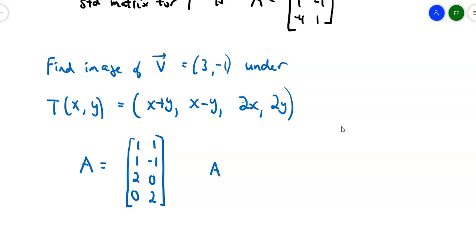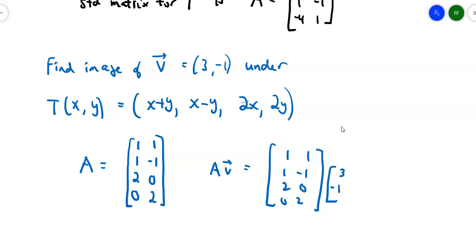Now I'd like to take the transformation matrix times my vector v. So I get the matrix with rows (1, 1), (1, -1), (2, 0), (0, 2), and multiply that by (3, -1). Now what do I expect to get out of this? My matrix A has 4 rows and 2 columns. Vector v has 2 rows and 1 column. I'm expecting to get out a matrix that's 4 by 1, so 4 rows, 1 column.